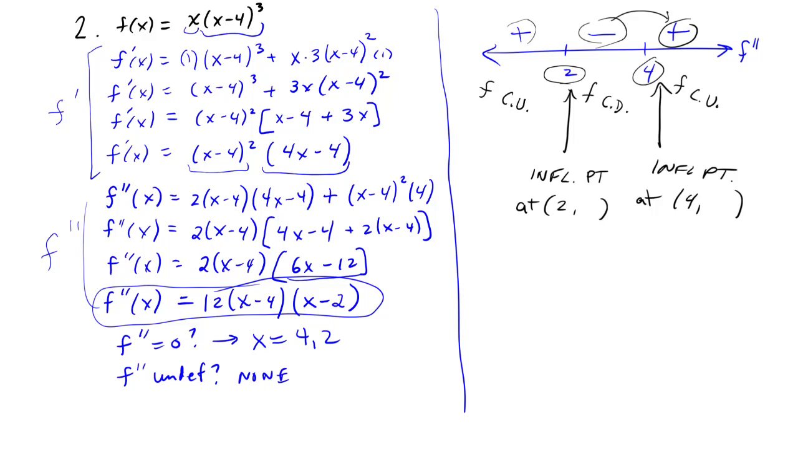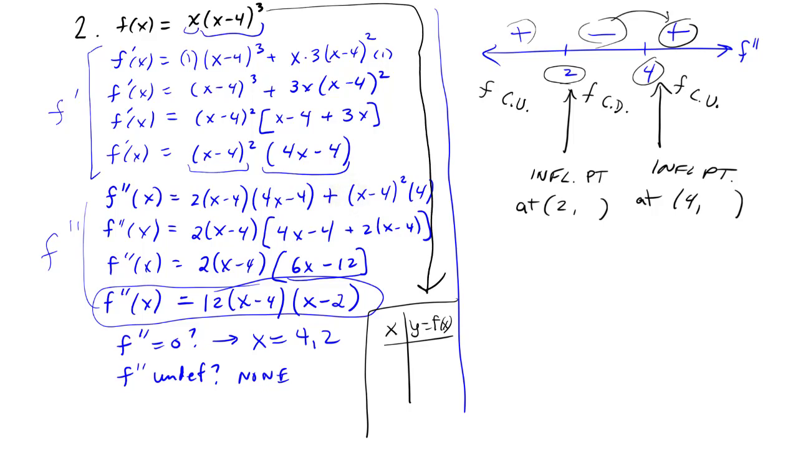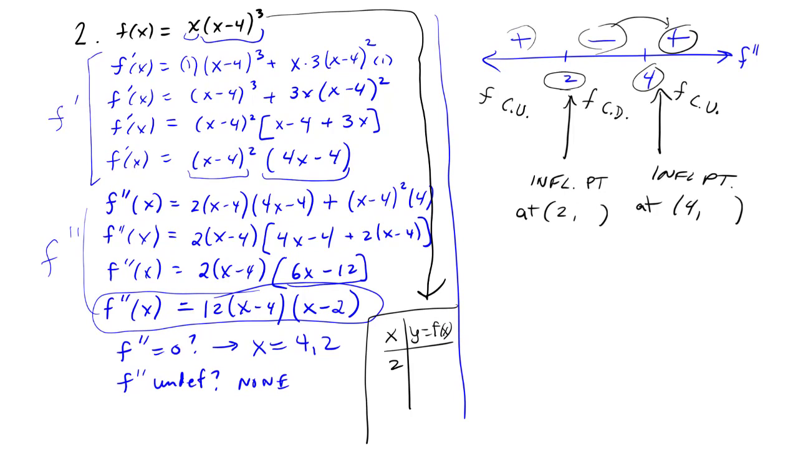So again, I'd have to go back to my original function. So let me do a little space in here. My x and my y, which is f of x. So I'd have to go to my original function and use this to plug in. So I'd put 2 and 4. Right? If I plug in 2, then I get 2 times (negative 2) cubed. So I'm going to get negative 16. If I put in 4, I'm going to get 0. So I have my inflection points as (2, negative 16) and (4, 0).